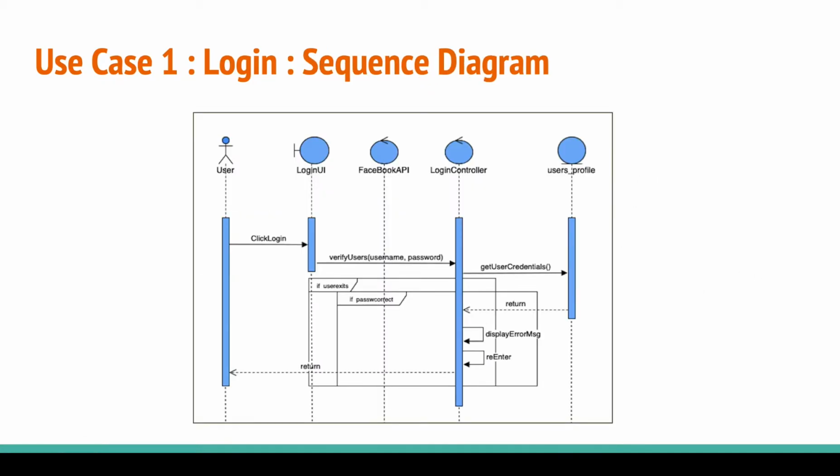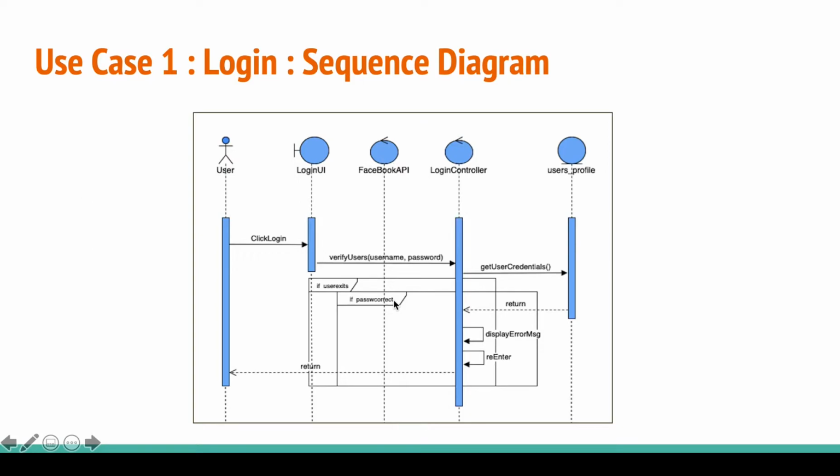For the sequence diagram of the login, we have the user that clicks on the login in the login UI. Upon doing so, it goes to the verify users method in the login controller. This login controller further gets the user credential from the user's profile and returns the information. So if the user exists, then it returns successfully.